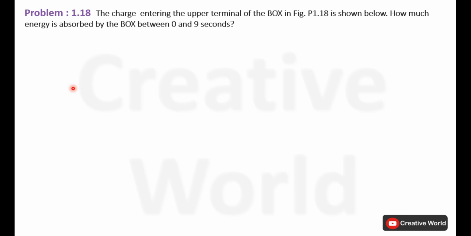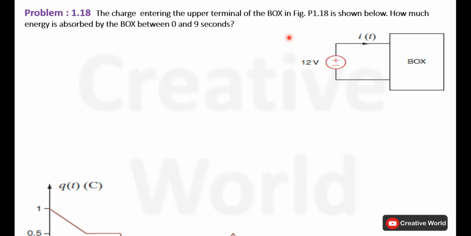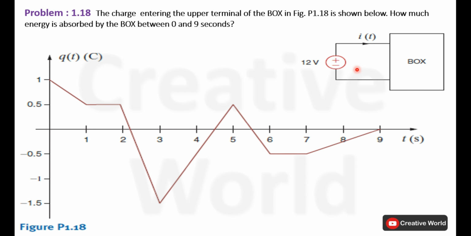First, read the scenario. The charge entering the upper terminal of the box in figure 1.18 is shown below. How much energy is absorbed by the box between 0 and 9 seconds? This is the box, and the charge which is entering the box is plotted here. In figure 1.18, the voltage across the box is 12 volts, and we need to calculate the energy absorbed by the box between the time interval 0 and 9 seconds.